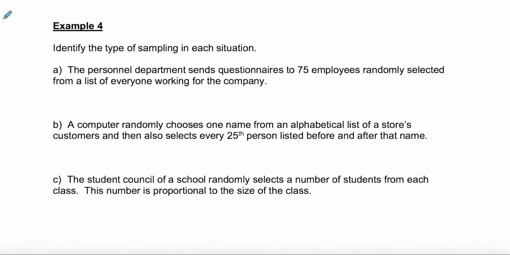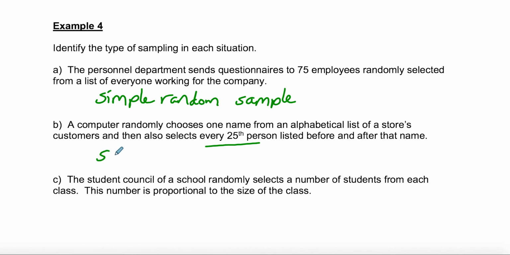So the last example, example 4, identify the type of sampling in each situation. The personnel department sends questionnaires to 75 employees randomly selected from a list of everyone working at the company. So this is just a simple random sample. A computer randomly chooses one name from an alphabetical list of a store's customers, and then also selects every 25th person listed before and after that name. So because it's every 25th, this is called systematic random sampling.